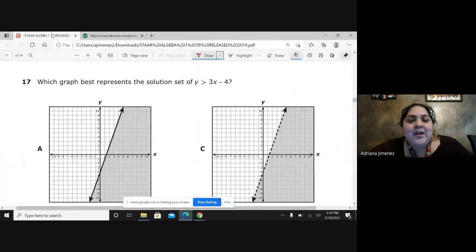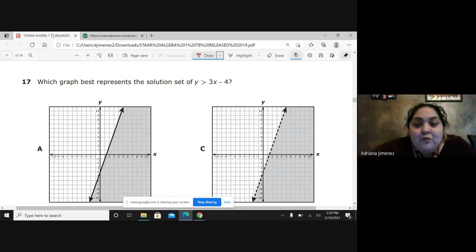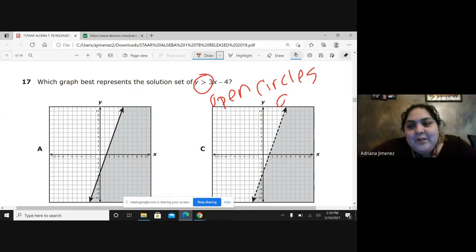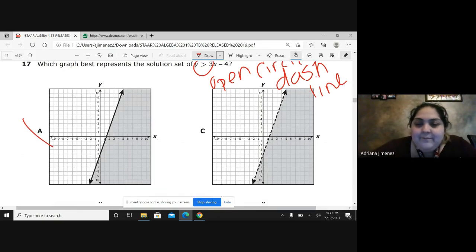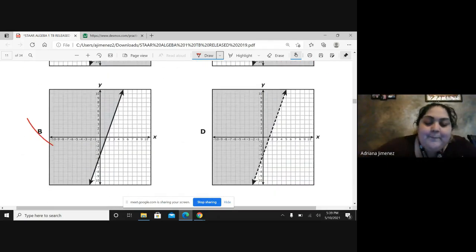So I have to go back and remember, what do I remember from middle school, or what do I remember from class? Well, in middle school, we were told that we can only use open circles for this symbol. Open circles represent dash lines. So that means I am looking for something that only has a dash line. So it wouldn't be A, and it wouldn't be B.